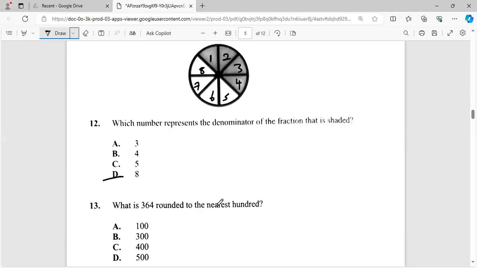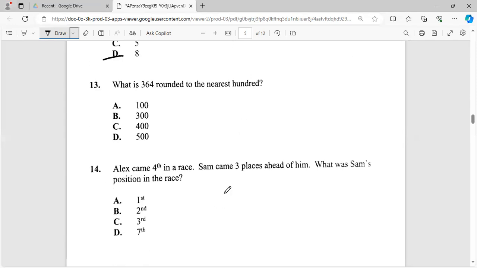Let's move on to 13. What is 364 rounded to the nearest 100? So 364 to the nearest 100. The nearest 100 can either be 300 or 400. So what we have to do, check if this is over 50, then we round up. So 64 is greater than 50, so we round up. So that would be 400.